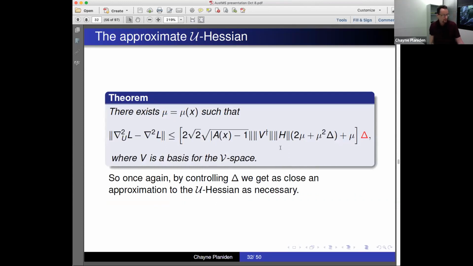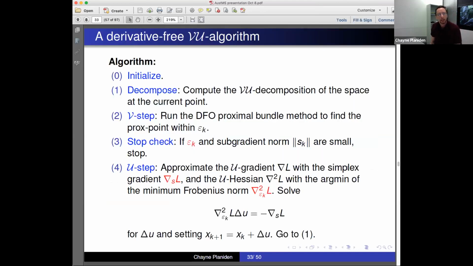So you can also prove, just as in the case of the simplex gradient, that the Frobenius norm has a nice bound. It's more complicated looking, but really everything in here is constant. And so it's really just dependent on the radius of the simplex. So once again, you can control delta and get a nice approximation to the U Hessian as closely as you want to.